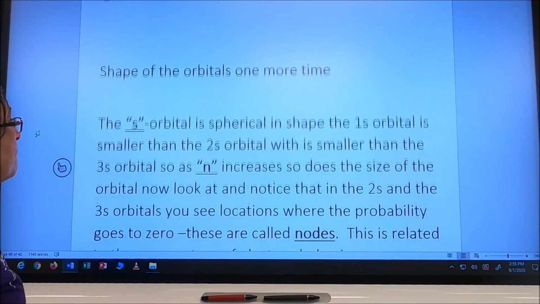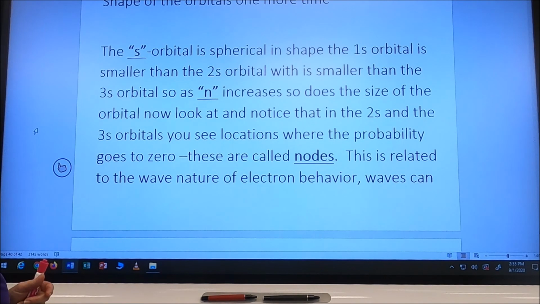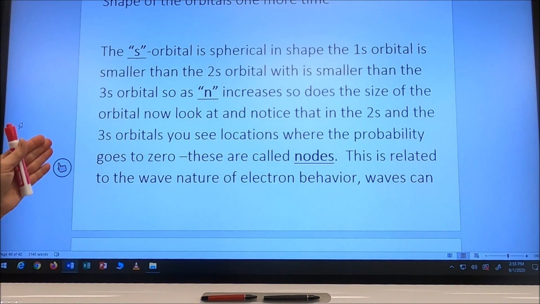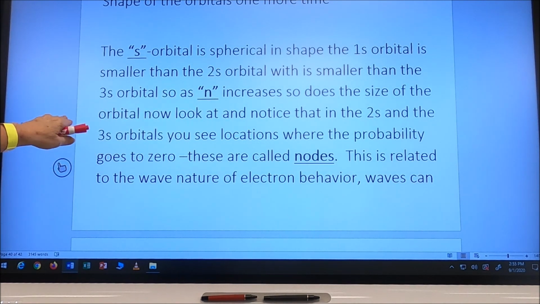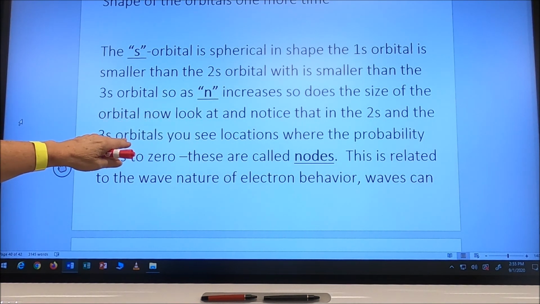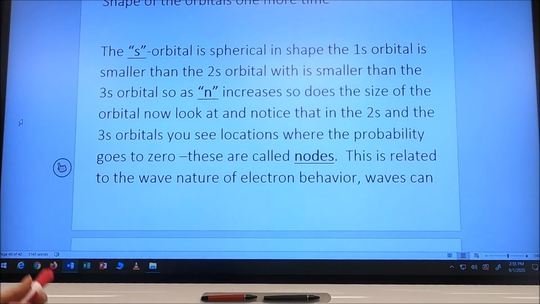Now shapes of orbitals one more time. S orbitals are spherical in shape. The 1s orbital is smaller than the 2s orbital, which is smaller than a 3s orbital. So as n increases, so does the size of the orbitals. Now, we'll notice that in the 2s and 3s orbitals, we'll see probability points where it goes to 0, spherical nodes. This is, again, remember, related to the wave behavior.